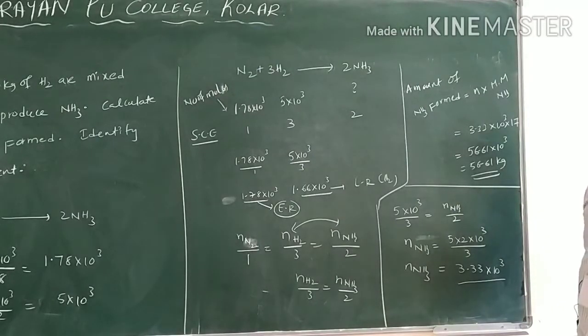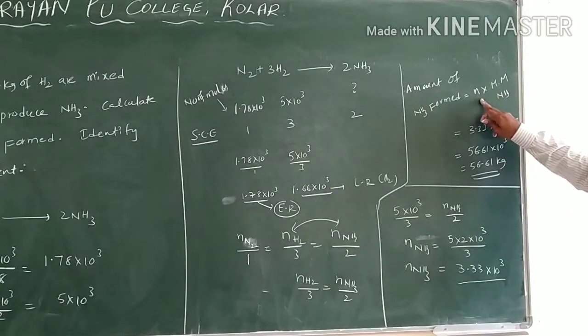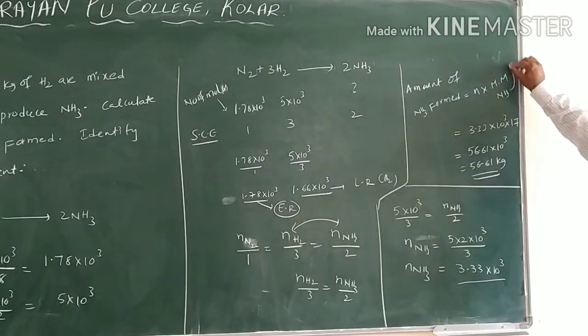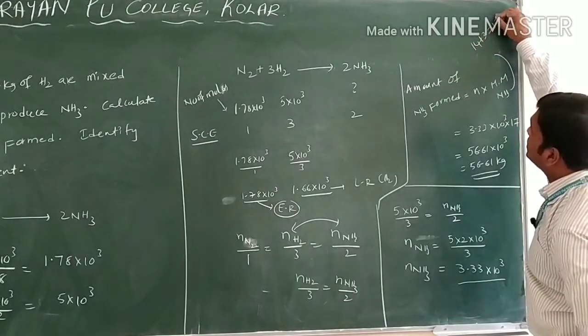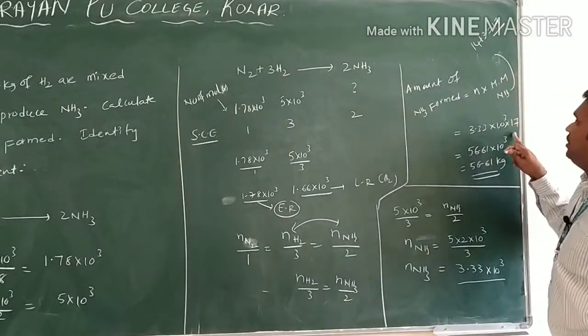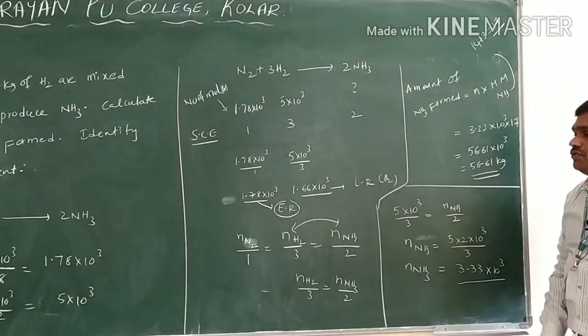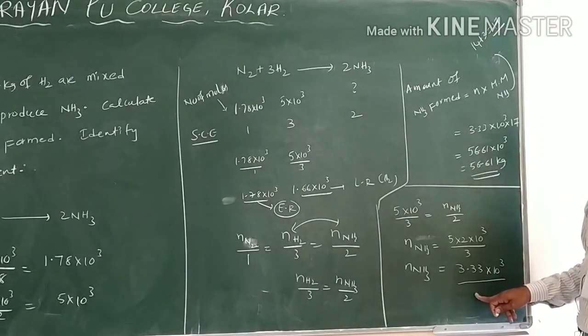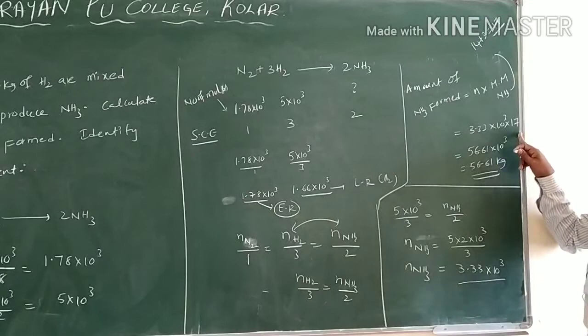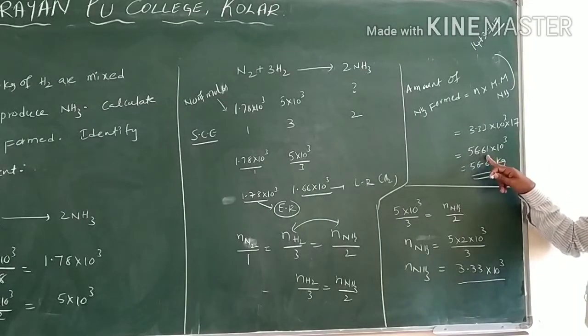But they are asking for the weight, and the moles can be converted into mass. How can you convert the moles into mass? Multiply this number of moles with what? The molecular mass of NH3. What is the molecular mass of NH3? Nitrogen we have 14, and hydrogen 3, so 17 we have. So you multiply by 17 and you will get 56.61 into 10 cube. Number of moles of NH3 formed, 3.33 into 10 cube, into 17, gives 56.61 into 10 cube.